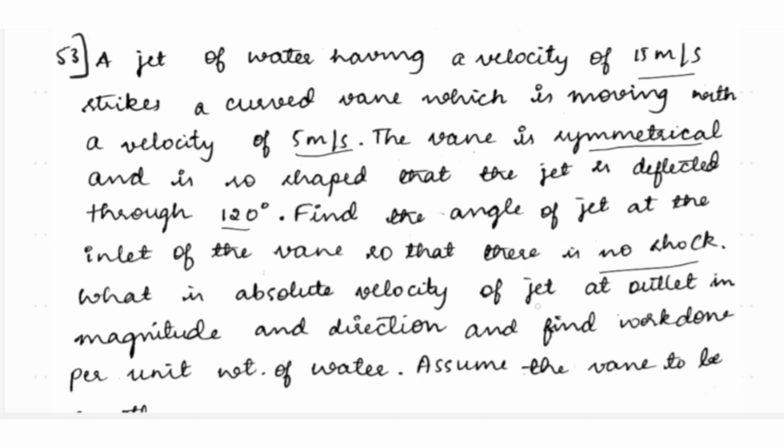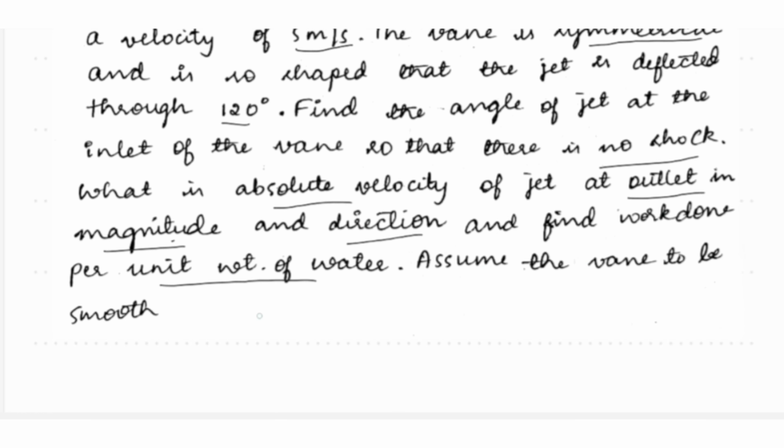What is the absolute velocity of jet at outlet in magnitude and direction? And find work done per unit weight of water, and assume the vane to be smooth. So this is what they have given in the question. So we have to calculate the guide blade angles at inlet as well as outlet, and also you have to calculate what is the absolute velocity of jet at outlet, that is nothing but V2.